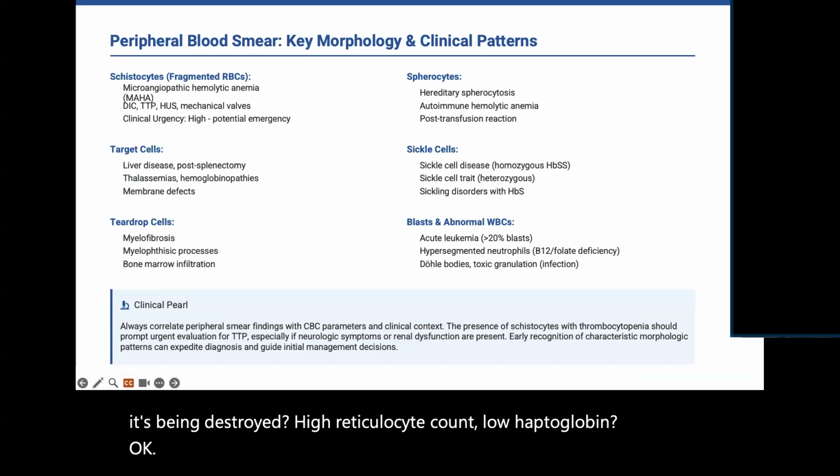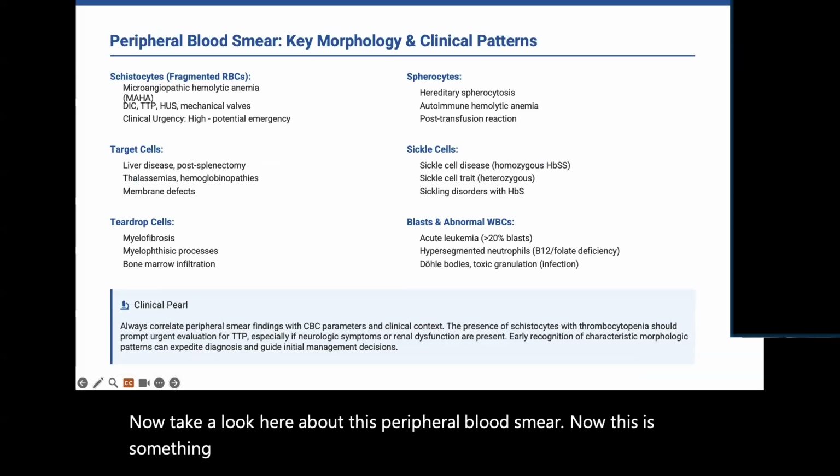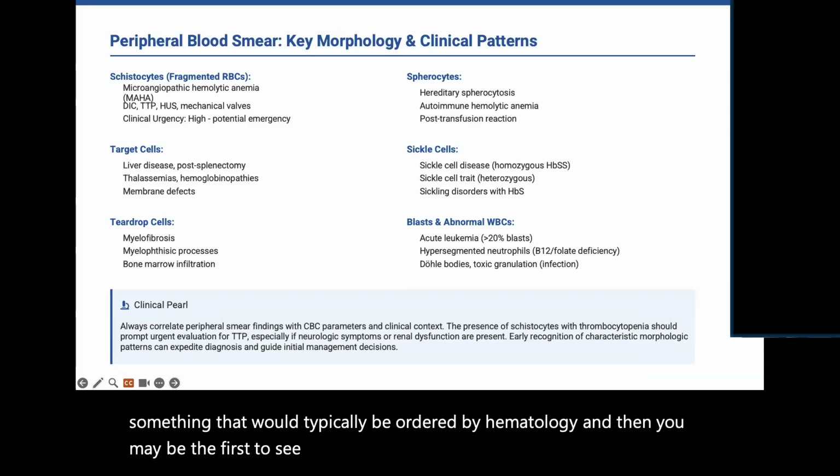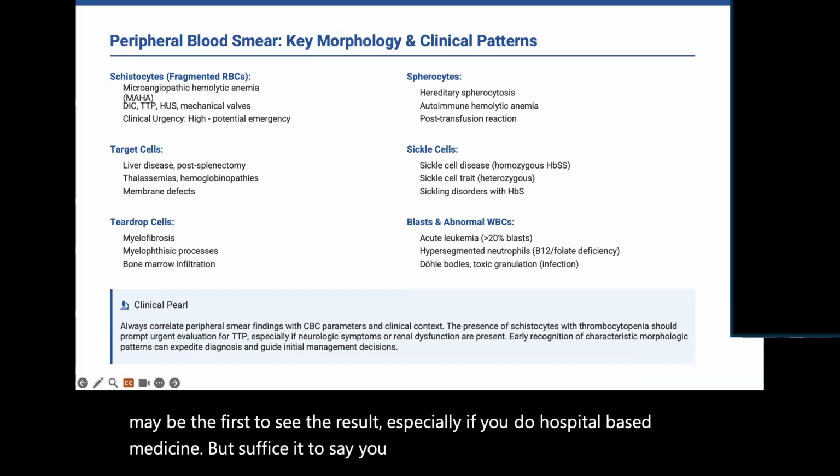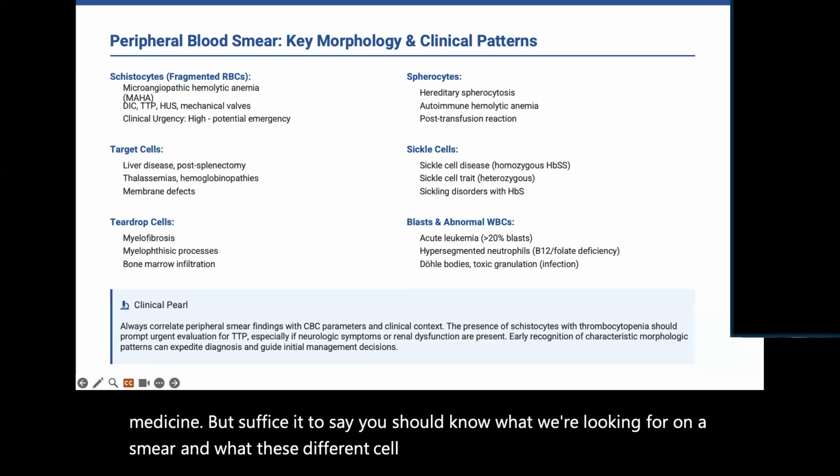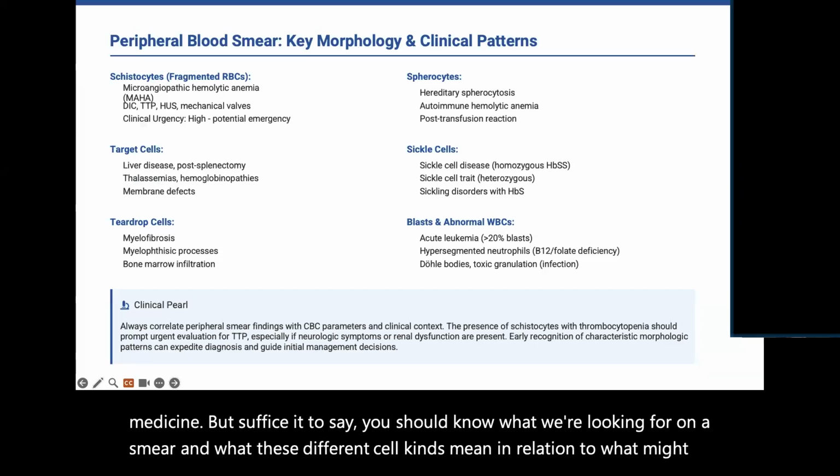Now, take a look here at this peripheral blood smear. Now, this is something that would typically be ordered by hematology. And then you may be the first to see the result, especially if you do hospital-based medicine. But suffice it to say, you should know what we're looking for on a smear and what these different cell kinds mean in relation to what might be going on.